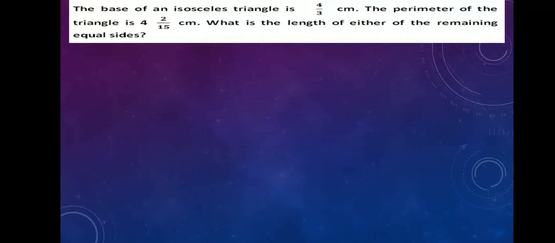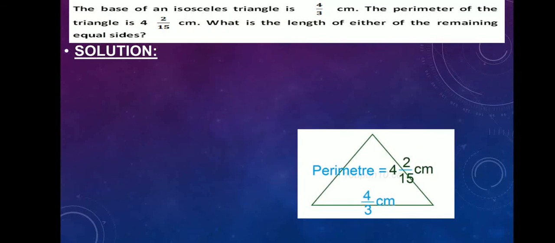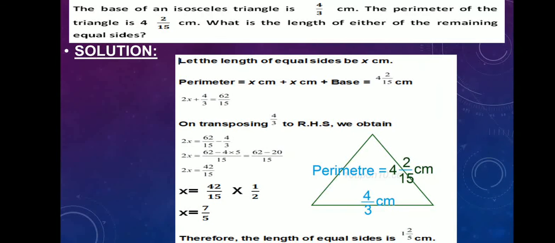As we know the definition of the isosceles triangle, it's a kind of triangle where two of the sides are equal. Here I am given the value of the unequal side, that is the third side. So we'll see the triangle first. Here the perimeter is given to me as well as the base side. I am not given either of the equal sides. I am supposed to find out that one side. So for the solution, let the length of the equal sides be x.